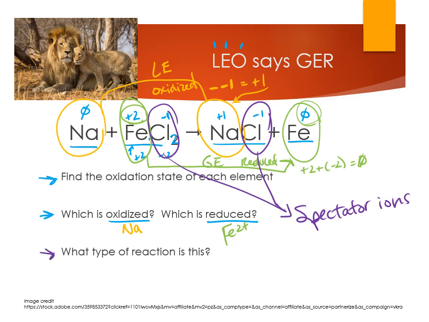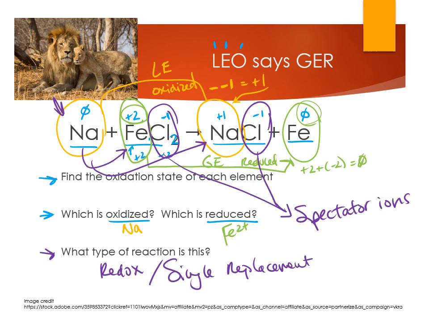So quick review of types of reactions. Of course, this is a redox reaction, but is it also synthesis? No. Combustion? No. Decomposition? No. Single replacement? Yes. This is a single replacement reaction. How do we know? I have sodium single over here. It's going to replace the iron on the chloride, and then iron is going to be single by itself.